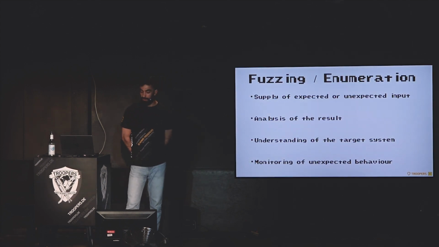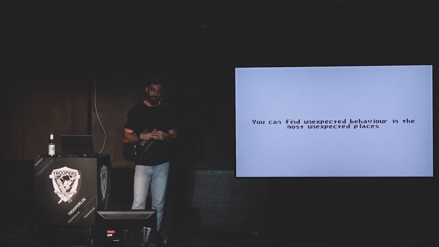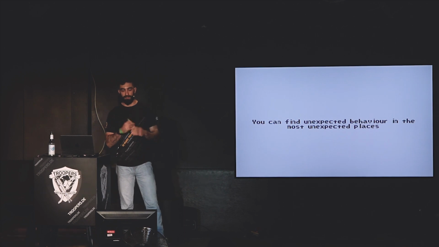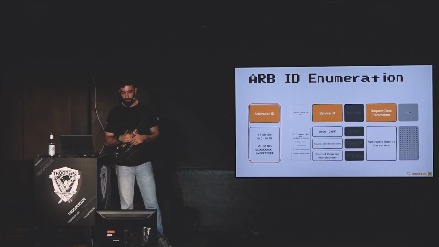What is fuzzing, first of all? It's the supply of expected or unexpected behavior. We analyze the result, and that way we understand the target, and we monitor for unexpected behavior. So basically, we can find unexpected behavior in many places, and believe me, in this talk, you will see that we can find it in the most unexpected places.